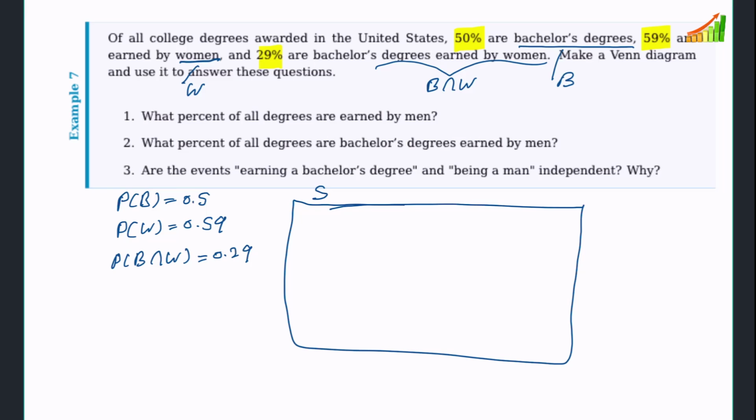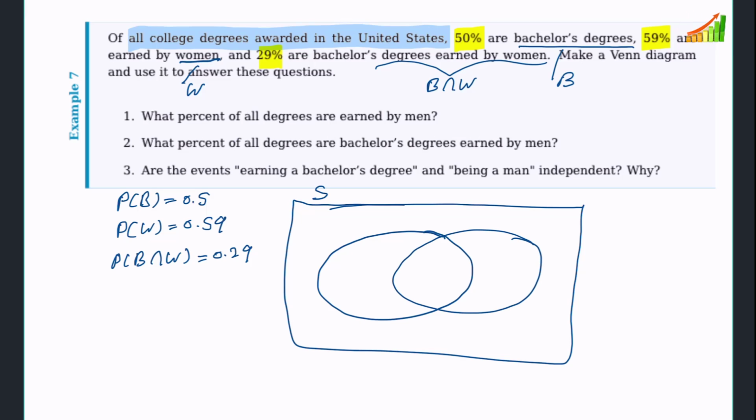What is the sample space of this problem? They are talking about all college degrees awarded in the United States. Therefore, the sample space should be all the college degrees awarded in the United States. Now, go to the Venn diagram. There are two events. Here, I say B and W. You know probability of B is 0.5. It means in the B circle, probability is 0.5. Then probability of W is 0.59.